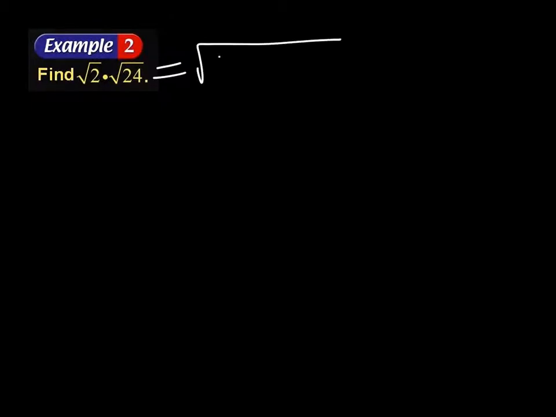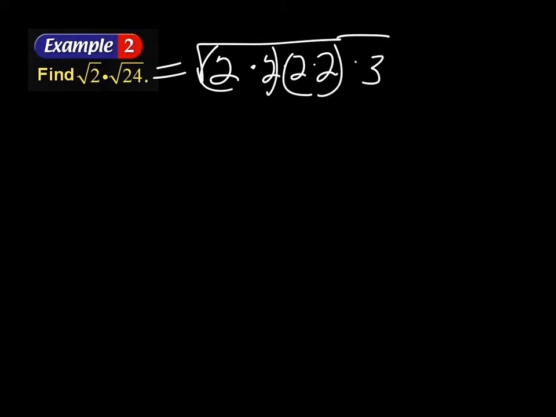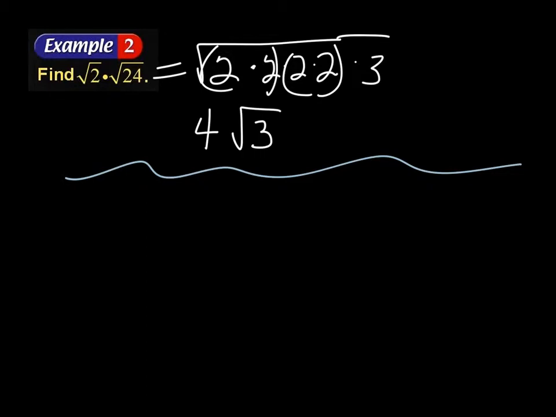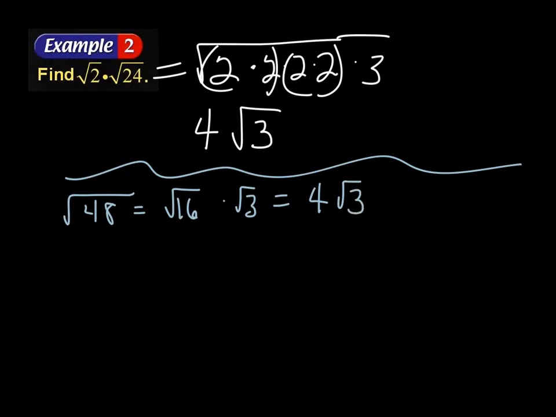If we go all the way down to primes, I could rewrite 24 as 2 cubed, so 2 times 2 times 2 and times 3. So I've got 2 groups of 2 squared, so that's going to be the square root of 2 times 2, which is 4, and I'm left with a square root of 3. Another way of looking at the same problem: the square root of 2 times the square root of 24 is the square root of 48, and we could rewrite that as 16 times 3, and the square root of 16 is 4. A lot of different ways to approach these.